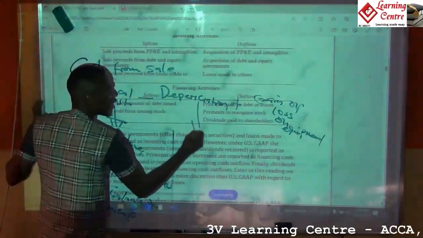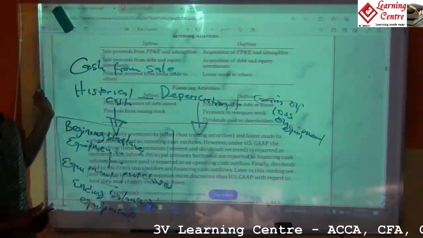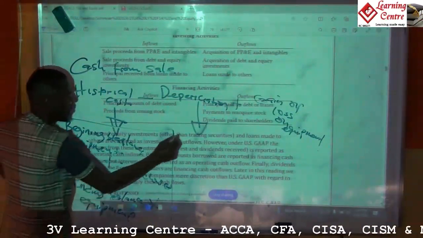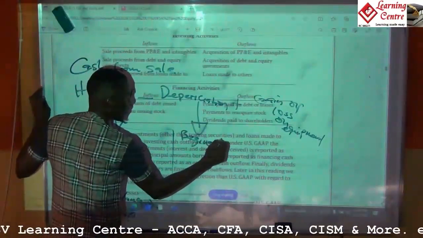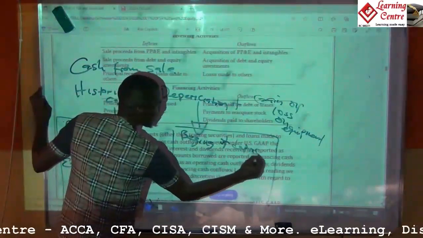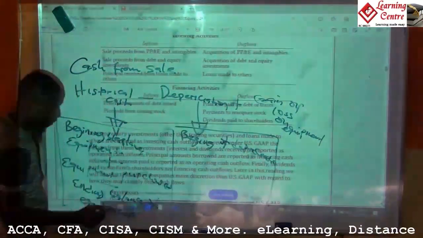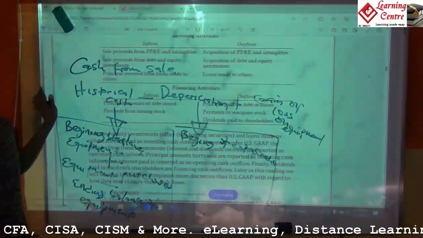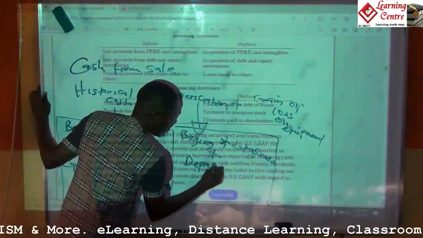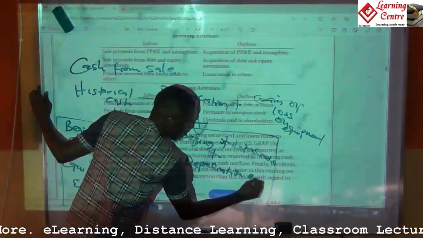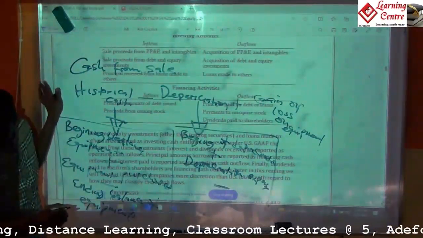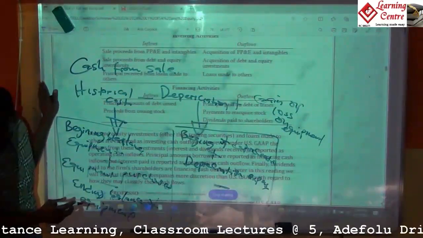The next one is depreciation. How do we calculate our depreciation? Depreciation is the beginning balance of depreciation, plus depreciation expense, minus ending balance on depreciation.